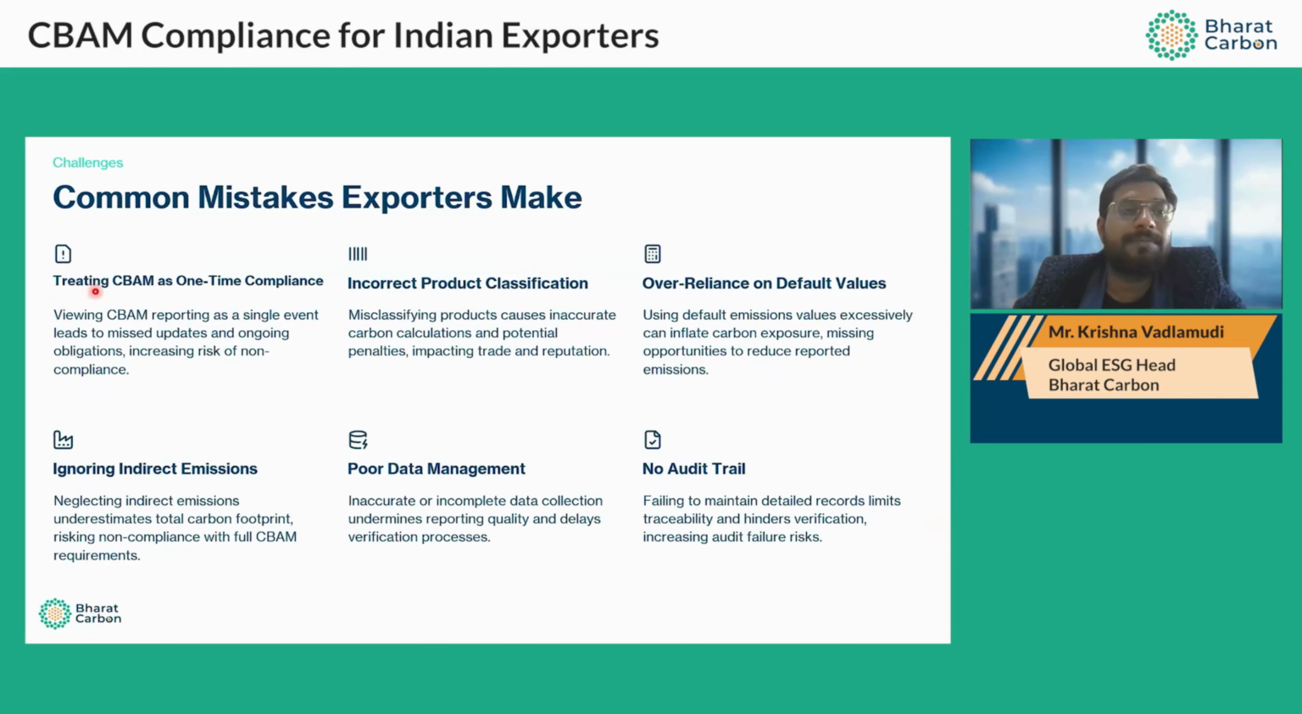Common mistakes: people think of CBAM as a one-time compliance, but it's not. It's a repeating process. Incorrect classification: you need to select the correct CN codes. Over-reliance on default values: you need to shift immediately to actual values. Ignoring indirect emissions: for very big companies, indirect emissions become a huge factor, and you cannot ignore them. And poor data management: you need to have a data trail. Most people think a data trail is not required, but in most cases it is becoming mandatory for regulatory compliance.